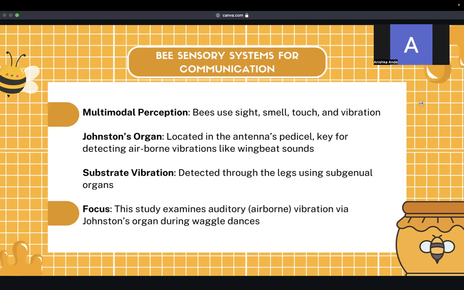So, just some more background on the sensory systems for communication. These bees use multimodal perception, which is when they use sight, smell, touch, and vibration. They also have a Johnston's organ, which is located in the antenna's pedicel, and it is the key for detecting airborne vibrations like wing beat sounds. They also have substrate vibration, which is detected through their legs using subgenual organs. And the focus of the study we're looking into today examines the auditory vibration via the Johnston's organ during waggle dances.